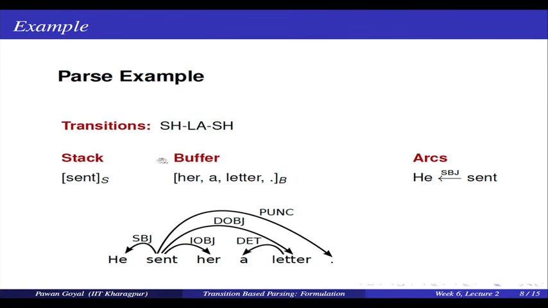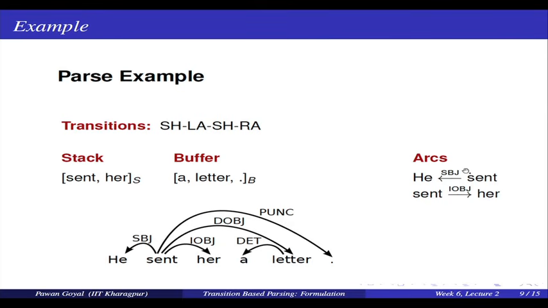So, what is this transition? From sent to her, it will be a right arc. So, I will take a right arc transition, and what will be the output of right arc? The word her should go to the stack, and I will get a new relation in my arcs. So, this will be my configuration at this point. I have the words sent and her in the stack, a and letter in the buffer, and I got the arcs.